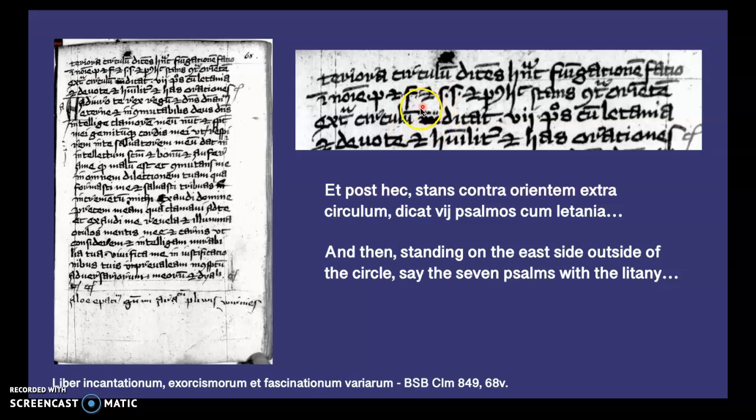I believe this mark here to actually be a mistake by the scribe or the author. The text is then fairly straightforward. We have dicat, VIJ, which means 7, PS, which is a standard abbreviation for psalms or salmos, cum, again with the macron indicating the missing M, letania.